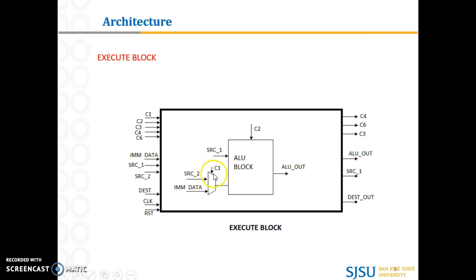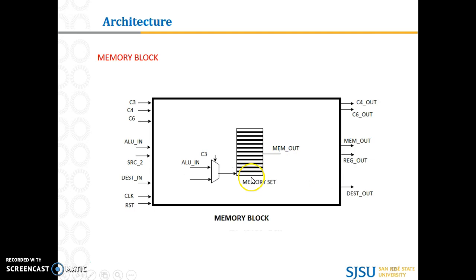So again, with the help of our control signals, we select either the immediate data for an I-type instruction, or the source second register for an R-type instruction, and a respective arithmetic operation is performed and sent out to the next pipeline, which is between the execute stage and the memory stage. So here we are in the memory stage.